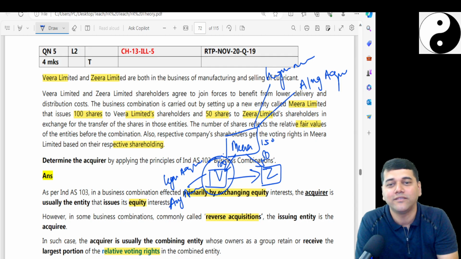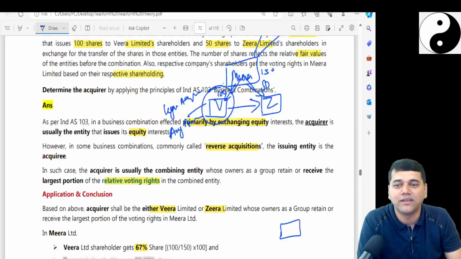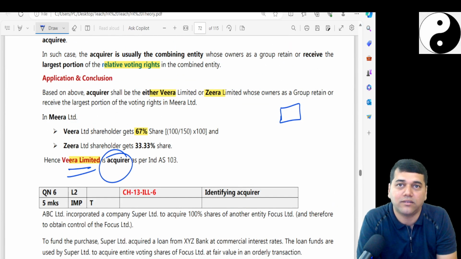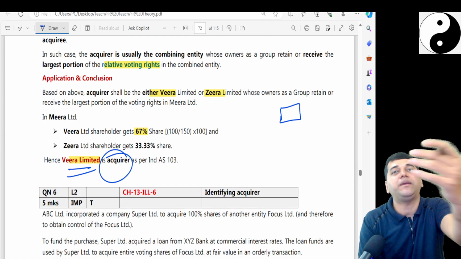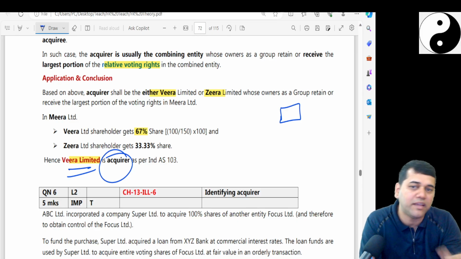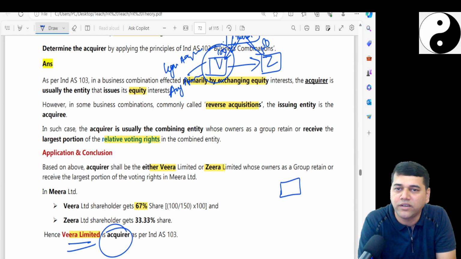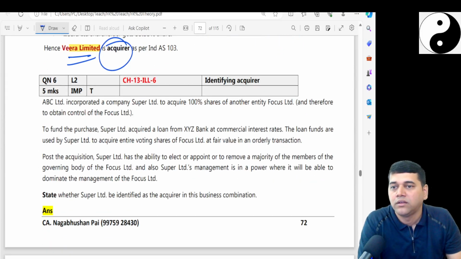Why are you doing this? Why should Mira come into the picture? Why not straightforward? Okay, so Veera is the acquirer. And this is the case where an acquiree himself becomes an acquirer, which is a reverse combination. But in the exam, if this question comes, you write as it is, whatever they have given you. Don't talk about reverse acquisition and all. Somewhere we have told here, it can happen through reverse acquisition. Next question.